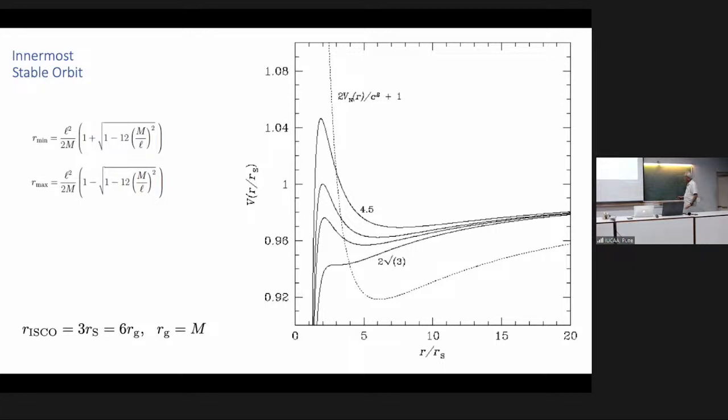So if I go on decreasing L, then the minimum and the maximum converge. And then for a particular value of 2 root 3 in geometrical units, you see that the minimum and maximum are at the same point. So after this, there will be no maximum. So what it would mean is that any particle coming in will just plunge into this.